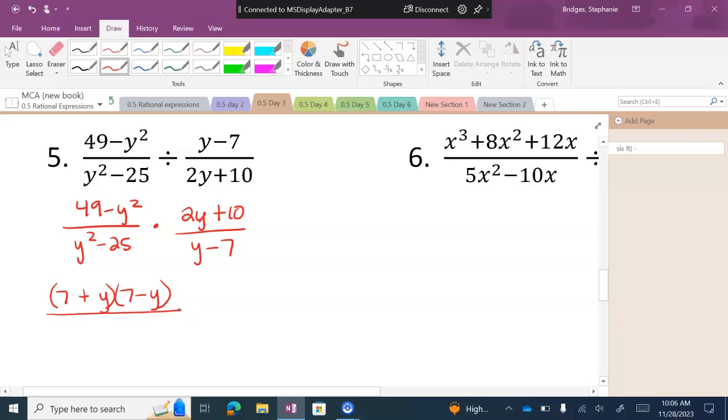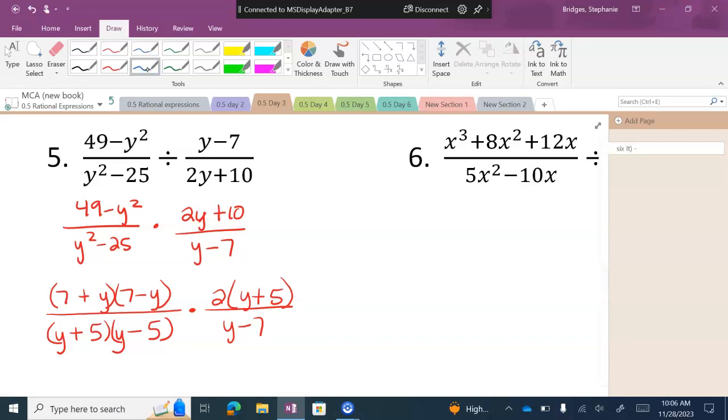In the denominator, y squared minus 25. No GCF. Those are also both perfect squares. This time my variable is listed first, so I get to put it first. Square root of 25 is 5. We do 1 plus. We do 1 minus. What about 2y plus 10? What can I pull out there? A 2. And I am left with y plus 5. And then that denominator is just y minus 7. It cannot factor, so I am just going to bring it down.